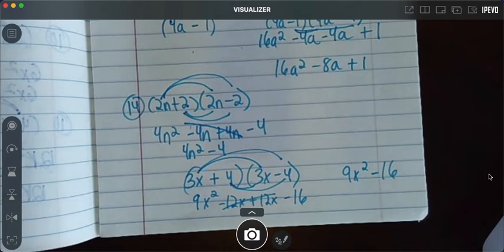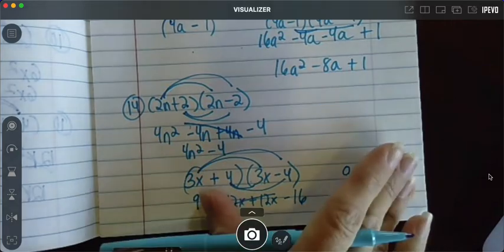And y'all, when y'all do Algebra 2, that's when we'll really do that. If I were you, I would just use the FOIL method for now. But when you get to Algebra 2, we will deal with that big time, okay? Let's move on to number 15.